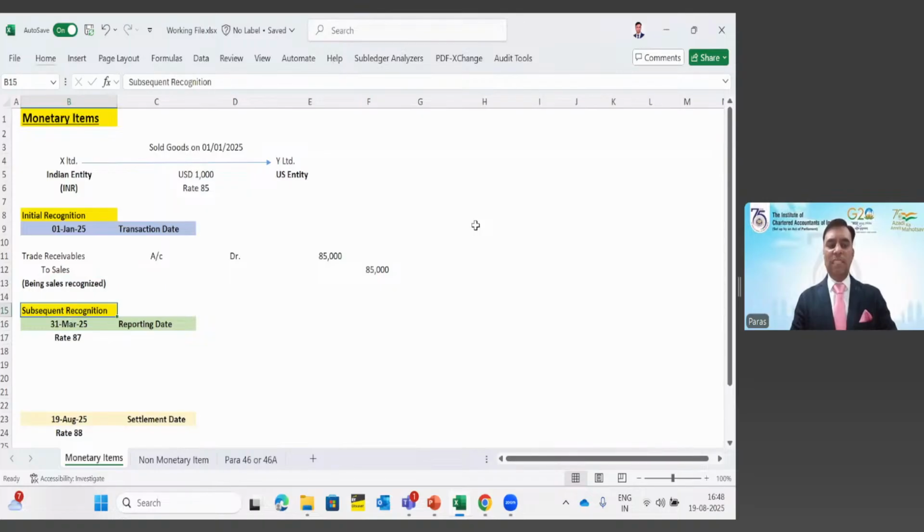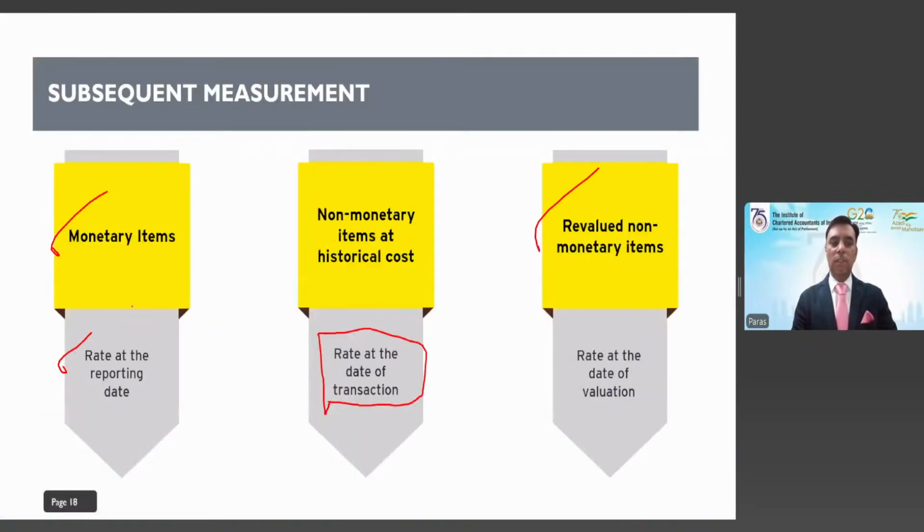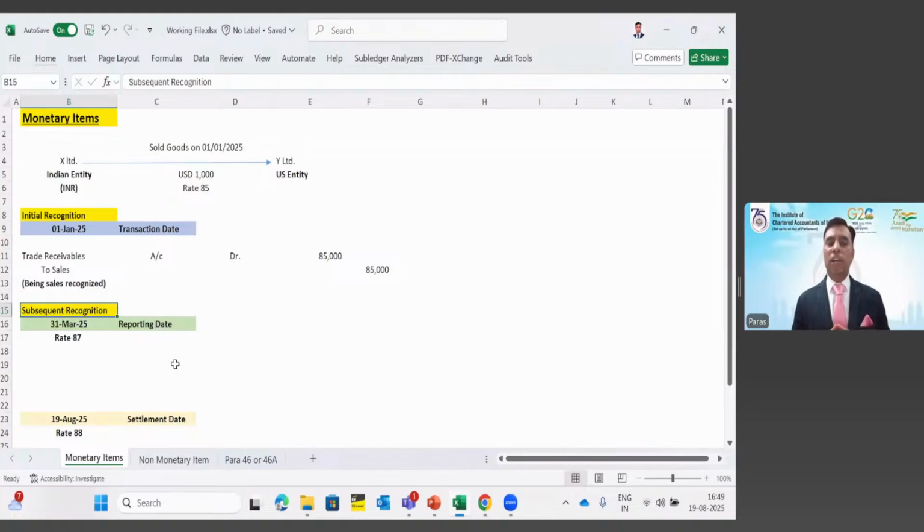Now, if you talk about the subsequent recognition, I told you in case of monetary items, you are required to consider the rate at the reporting date, right? And trade receivable is your monetary item because you have a fixed amount which you are going to receive from Y Limited. Let's assume on 31st March 2025, the rate is 87. You have already recognized your trade receivable at the rate of 85, but now the rate is 87. So you are going to receive extra money from your customer, and you will have to increase your trade receivable by 2 rupees, right?